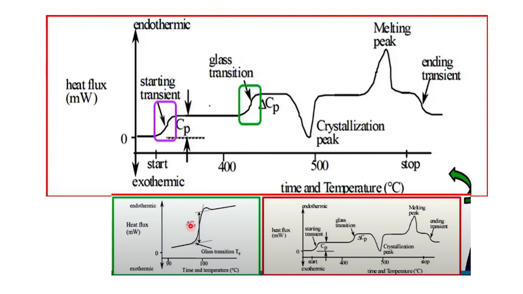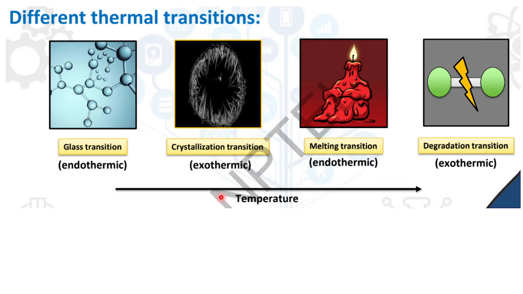Now, this is also showing the same different transitions that happen during the heating of a material. Different thermal transitions are possible. First is the glass transition, that is an endothermic process. The second one is the crystallization transition, that is an exothermic process. And then the melting transition, that is endothermic. And finally, when the bonds degrade, it's not that it has to be exothermic, it may also sometimes be endothermic.